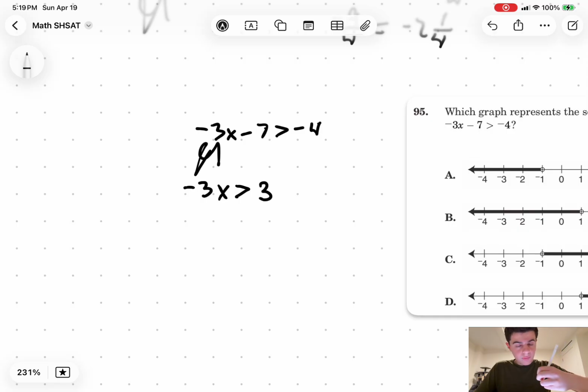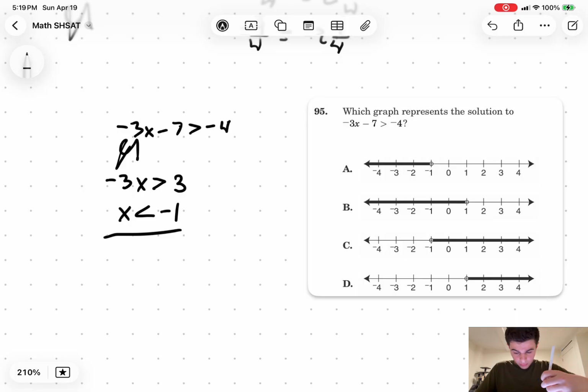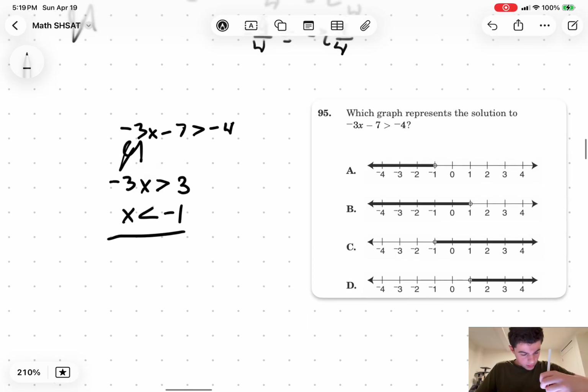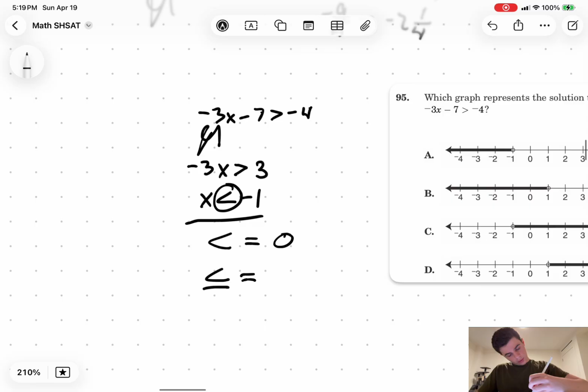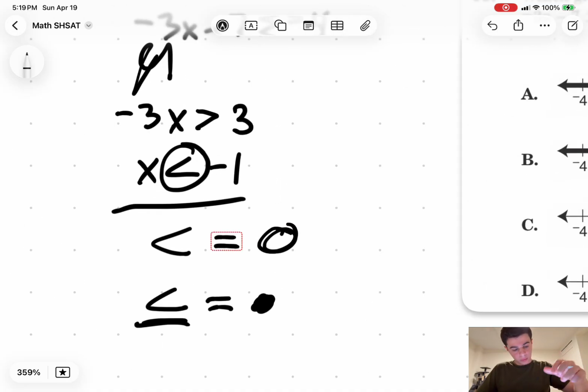And now we have to divide both sides by negative 3, but this is what you need to remember. The sign flips, right? So dividing both sides by negative 3, you get x is less than negative 1. So that is going to be what we're looking for here. And another thing to remember here is that it's less than, not less than or equal to. So less than correlates to an empty circle, and less than or equal to correlates to a filled-in circle. Whenever they have an equal to part, it's a filled-in circle, and whenever they don't, it's just a normal circle without a filled-in part.